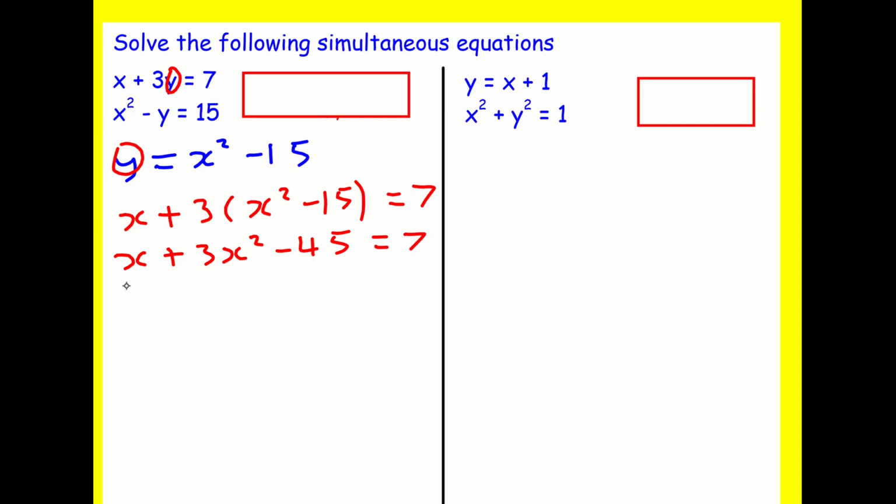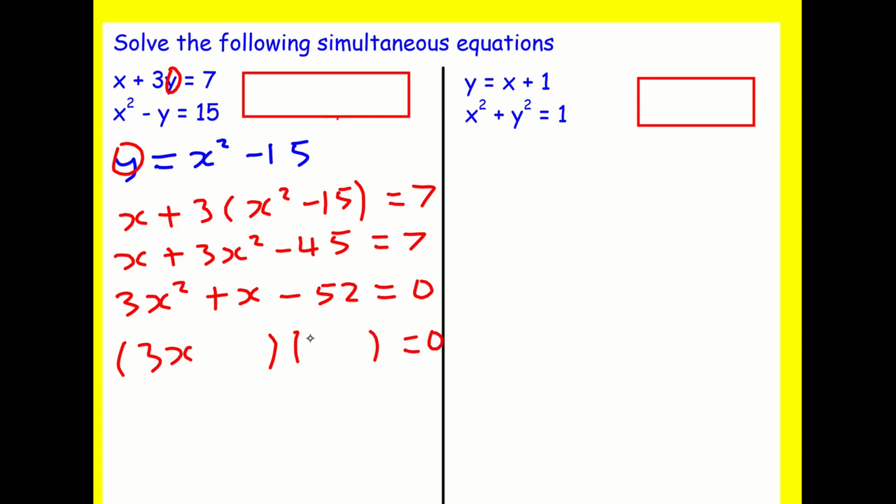There's no issue there, is there? So 3x squared plus x minus 52 is equal to 0. This should factorize again. I said it would. So hopefully I'm correct. Of course, you can use a quadratic formula. So let's give it a go.